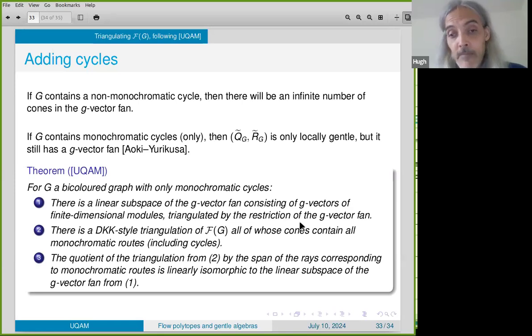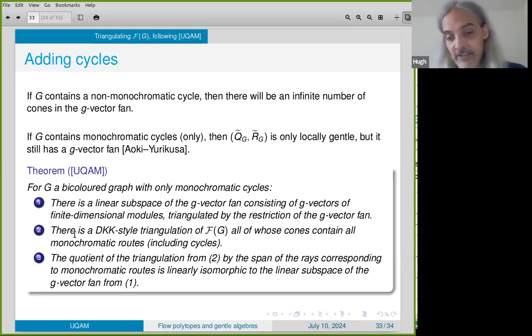But it turns out that if the only cycles in G are monochromatic, then we can say something very nice. Because of the cycle, the quiver with relations is only locally gentle, but that's not a big problem. It still has a G vector fan by work of Aoki and Yorikusa. And then what we can say is that there is a linear subspace of the G vector fan consisting of G vectors of finite dimensional modules and is triangulated by the restriction of the G vector fan. So we don't want to take exactly the classic G vector fan. We want to take a linear subspace of the G vector fan, but there's a natural linear subspace.